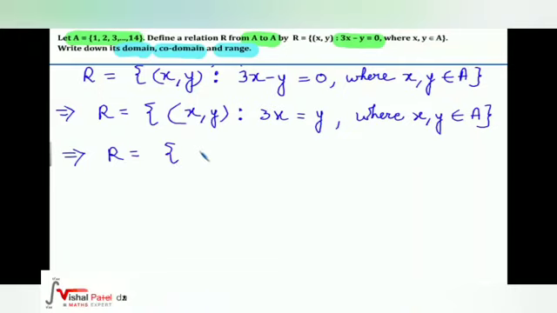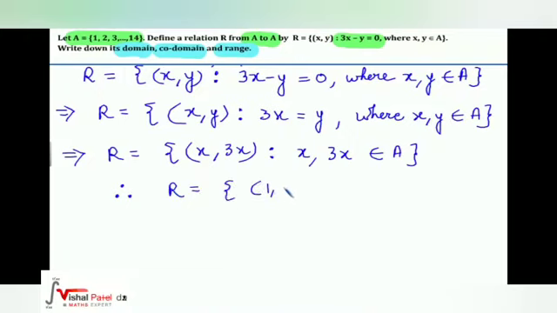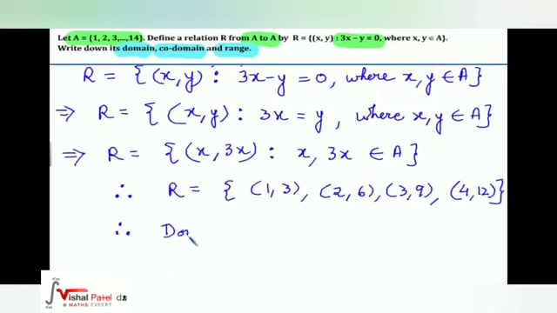So R is equal to, what will the relation be? In place of y, I can write 3x. Now in the relation there was x and y; in place of y it is 3x, because here you defined 3x is equal to y. So x and 3x both belong to A. So if x is 1 then y will be 3, if x is 2 then y will be 6, if x is 3 then y is 9, and x is 4 then y is 12, x is 5 then y is 15, but 15 is not in your set A. So we have only 4 possible pairs: (1, 3), (2, 6), (3, 9) and (4, 12).